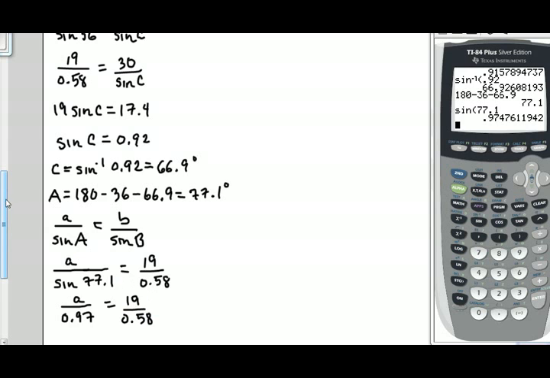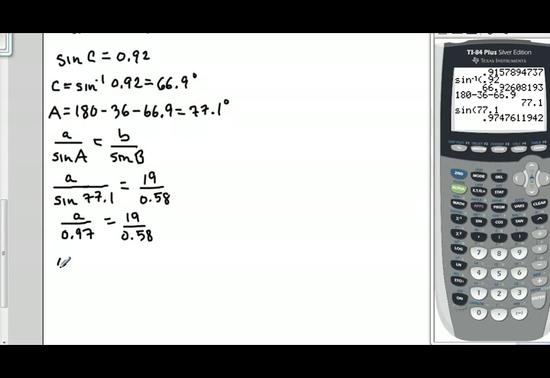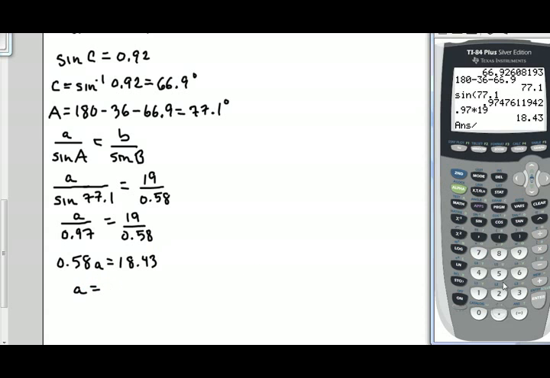And we cross multiply. So 0.58A equals 0.97 times 19, and let's say 18.43. And the final step here is to divide both sides by 0.58. So divided by 0.58, and we get 31.8. At this point, we breathe a sigh of relief and realize that we still have to move on to the other side.